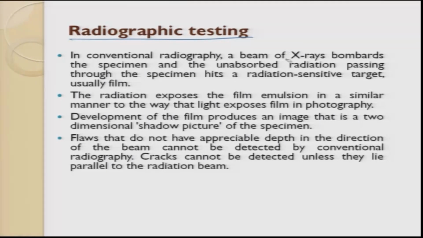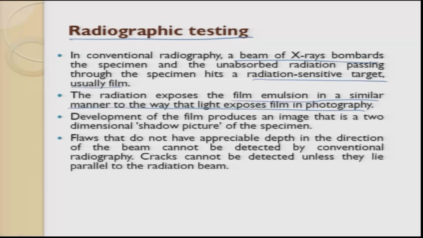In radiography, a beam of X-ray is bombarded on the specimen and the unabsorbed radiation passes through the specimen and hits a radiation-sensitive target, which was earlier a film; nowadays it has gone to digital mode. So, an X-ray source is used to find the defect. The radiation-exposed film emulsion behaves in a similar manner to light exposing a photograph. Today, this technique is no more.